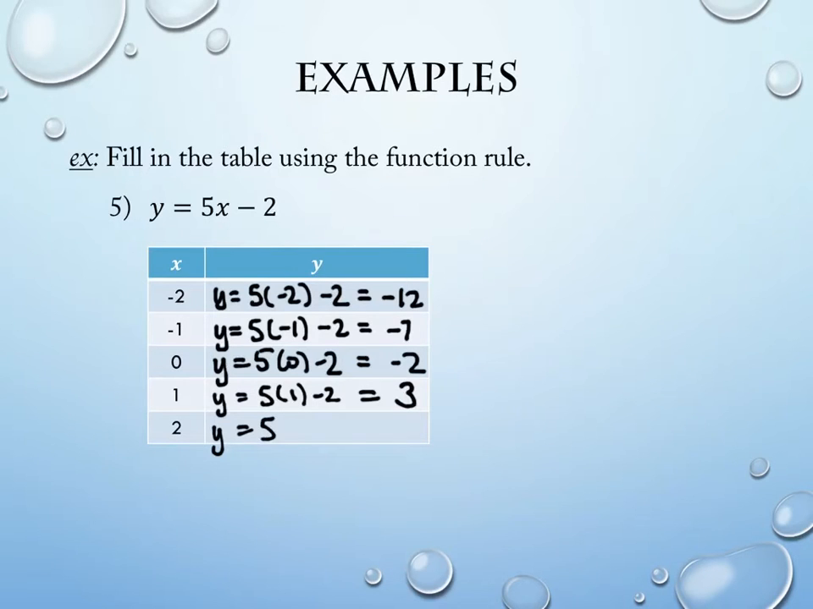And the next one was when x is 2, excuse me. So 5 times 2, of course, is 10 minus 2 would be 8. Now what I'd like for you to notice is when you're going sort of down this table, in the x values, you're increasing from line to line by 1. And if you go down in terms of the y values, you're increasing by 5.